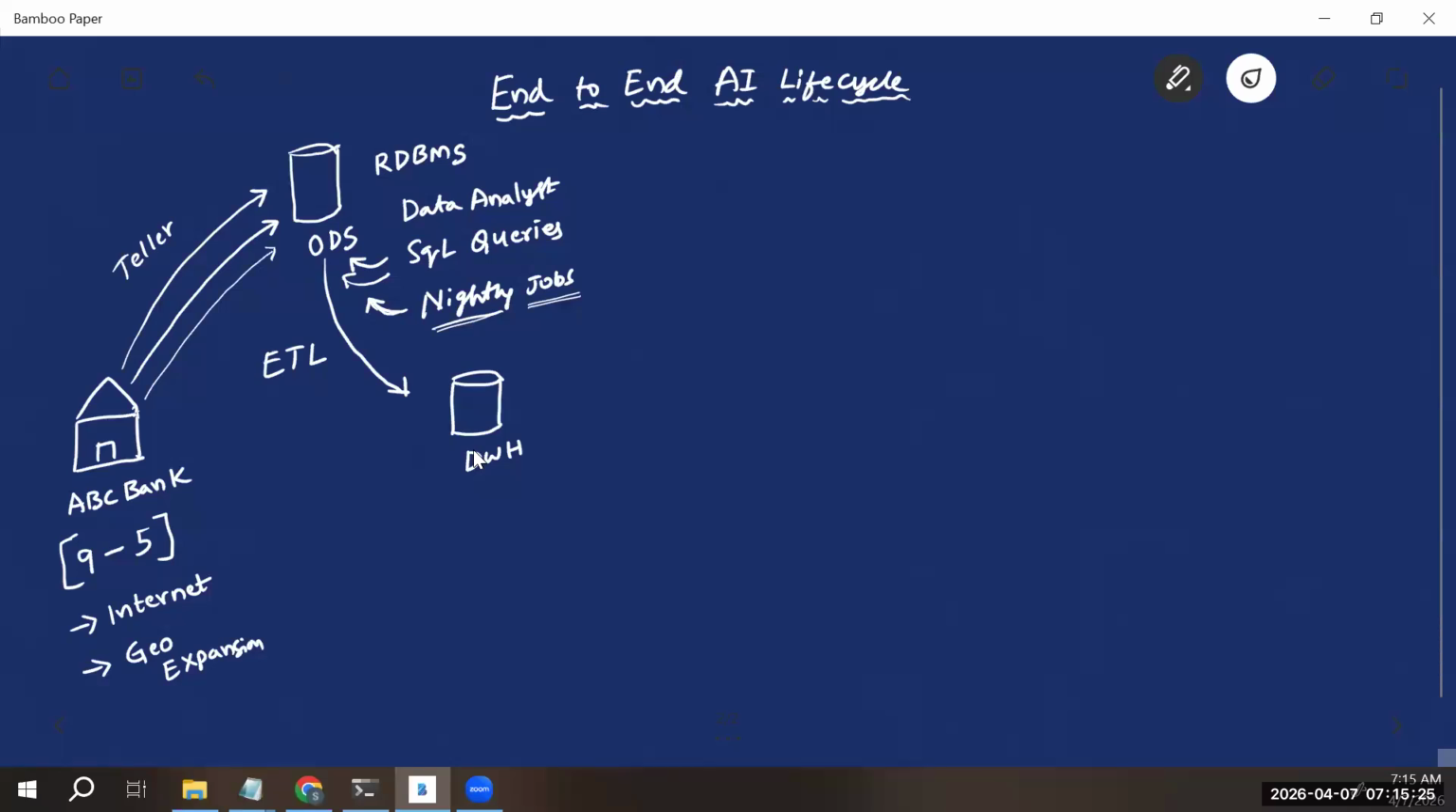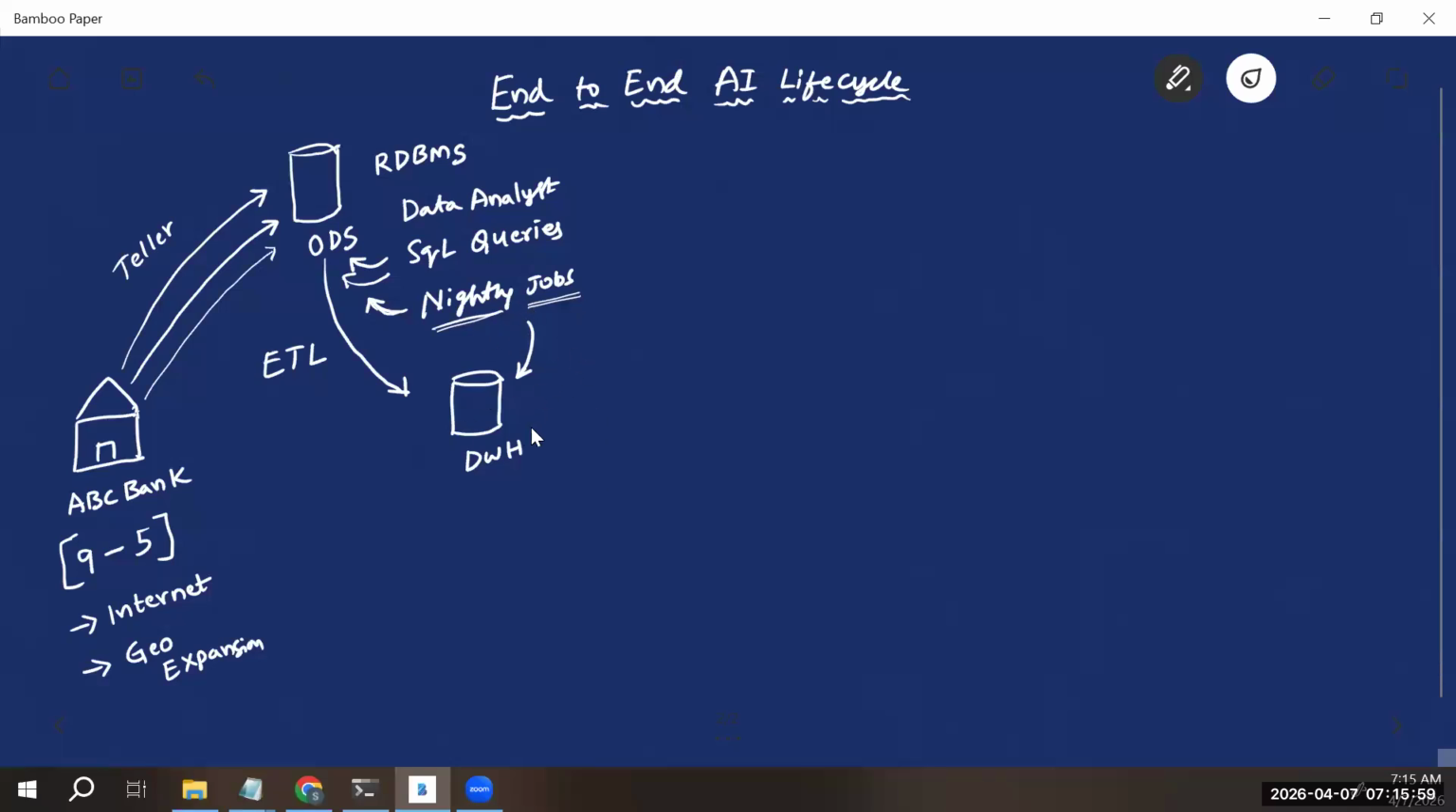Two things were beneficial because of data warehouses. The first thing is quite obvious: it is decoupling the source tables from the warehousing tables. That's the important one, because now instead of running the jobs on ODSs, the jobs used to run on warehousing tables. Now I can run the job at any time. You're not worried about internet, geographical expansion, 9 to 5 bank thing, and so on.